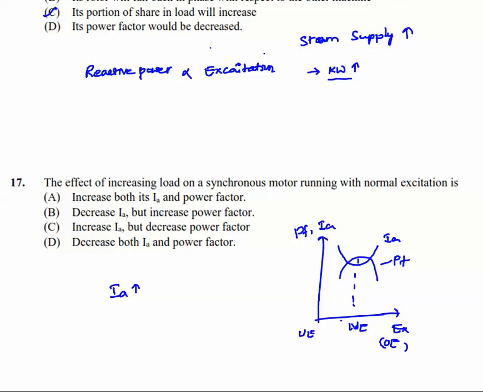So normal excitation is here. Okay, here we are increasing the current value. What about the power factor? So power factor, you can observe it is going to be decreased like this. So the option here is the current IA increases but decrease in power factor. So from these curves.